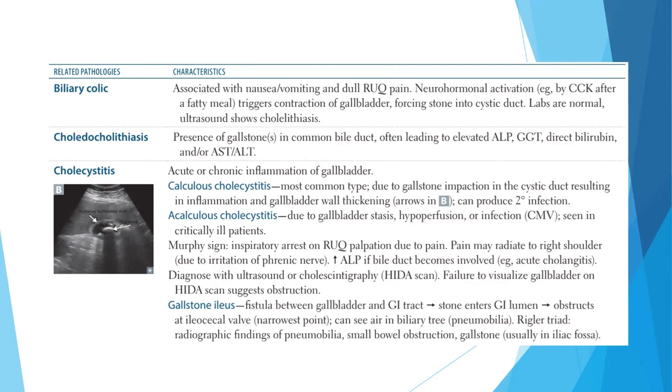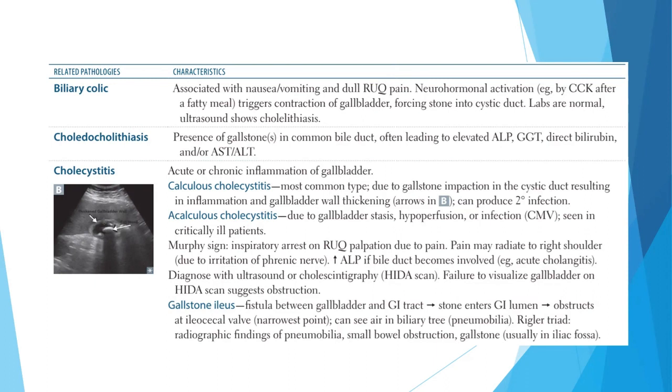Calculous cholecystitis is the most common type, due to a gallstone impacted in the cystic duct, resulting in inflammation and gallbladder wall thickening, and it can produce secondary infection. Acalculous cholecystitis is due to gallbladder stasis, hypoperfusion, or infection like cytomegalovirus infection, and it is seen in critically ill patients. So in case of patients who are critically ill, or immunocompromised and at increased risk of CMV, like AIDS patients. These HIV/AIDS patients are at increased risk of acalculous cholecystitis, and this is due to the gallbladder stasis. It is in the name itself, acalculous. The stone is not involved, only the gallbladder is involved.